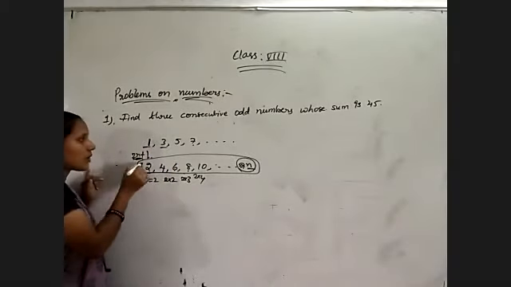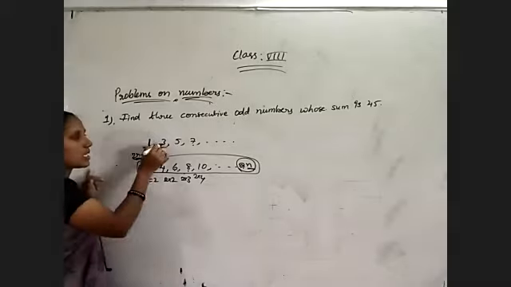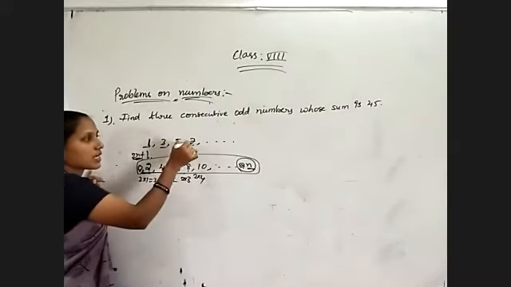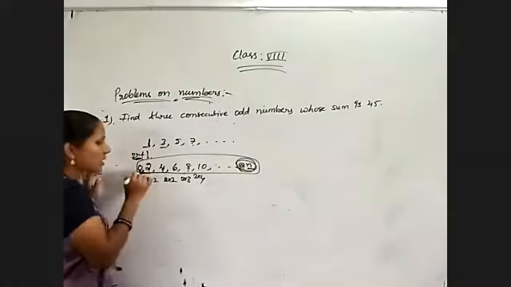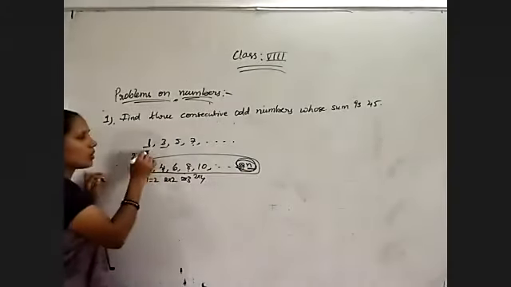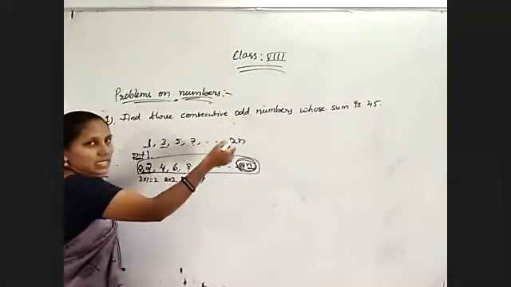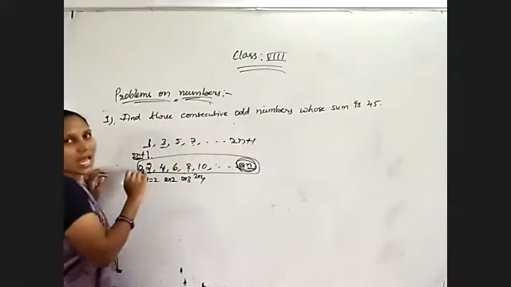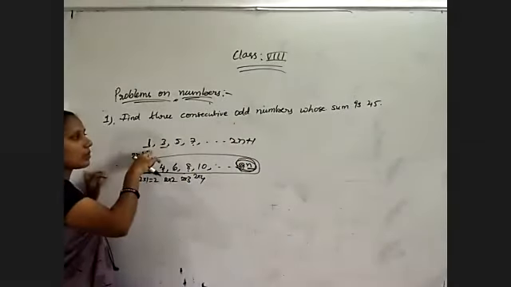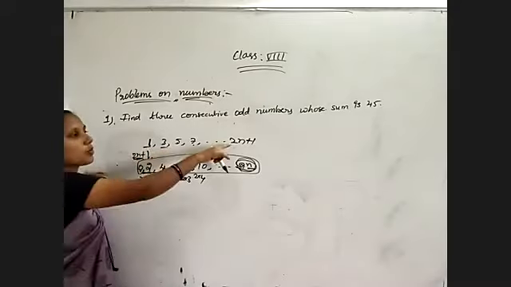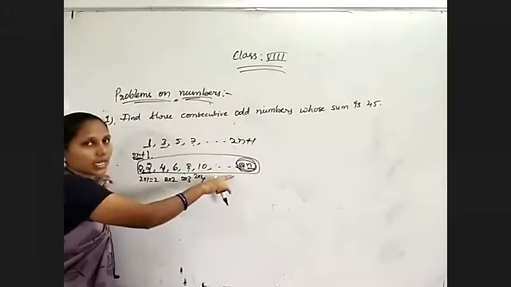So 0 plus 1 is equal to 1, 2 plus 1 is 3, 4 plus 1 is 5, 6 plus 1 is 7. 2n is the pattern for 0, 2, 4, 6, 8, 10. So 2n, the successor of 2n, that is plus 1, is the odd number. So the nth term for odd numbers is 2n plus 1, and for even numbers it is 2n.